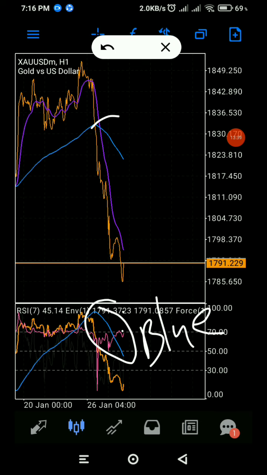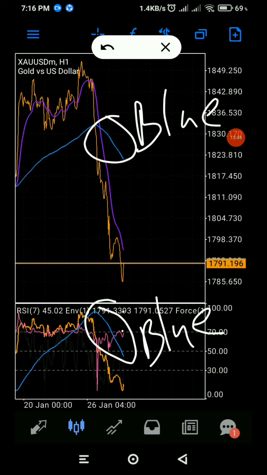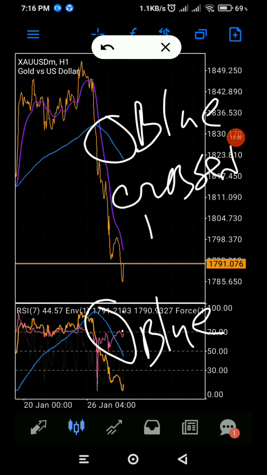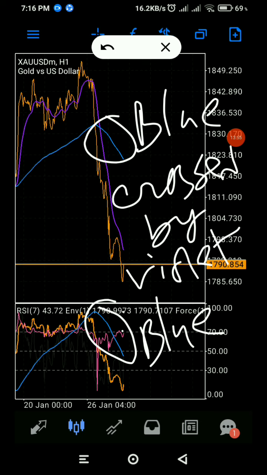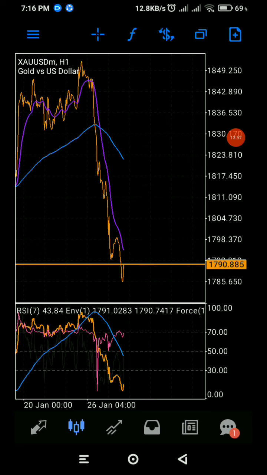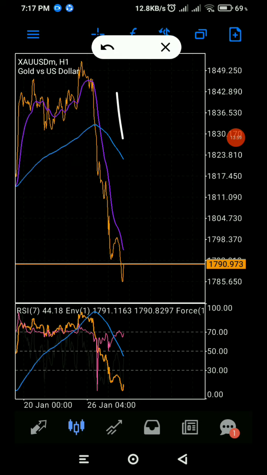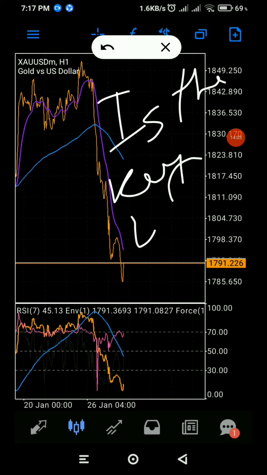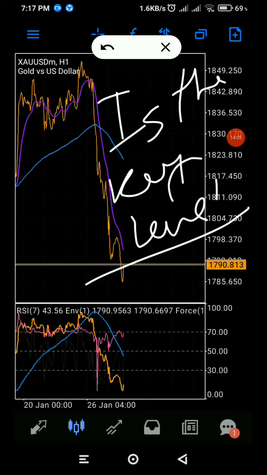Okay, this is the blue cross, and here also blue on the main chart. Blue means it is the 200 EMA on the RSI window and the main window. When blue is crossed by the violet, then the selling momentum starts. So after blue is crossed by violet, you have to start selling. So that will be the key level.